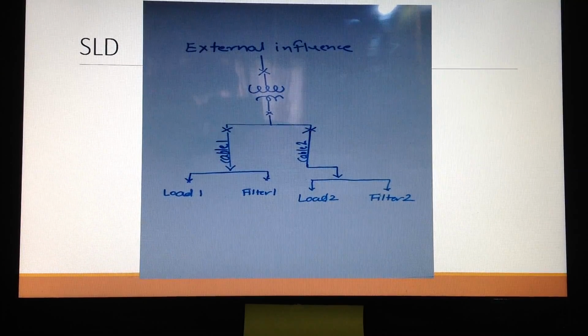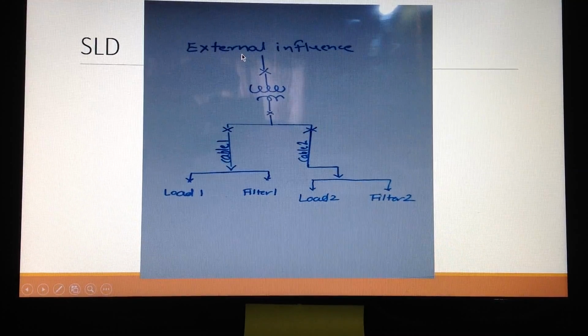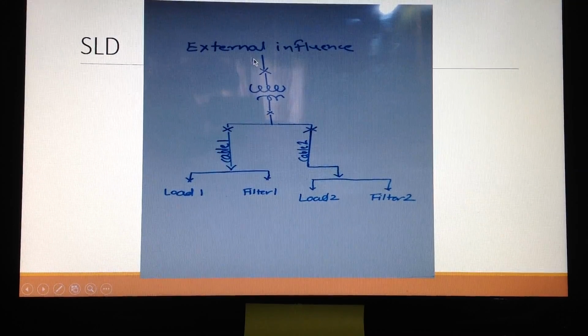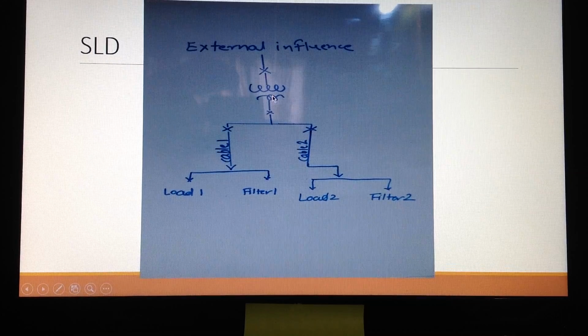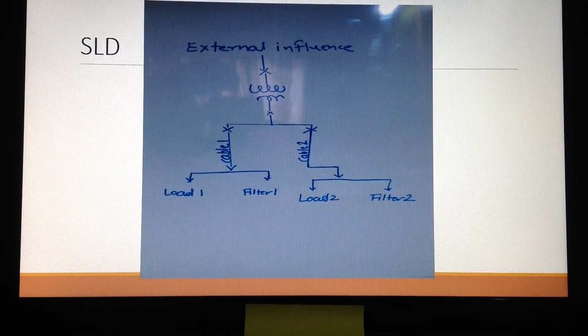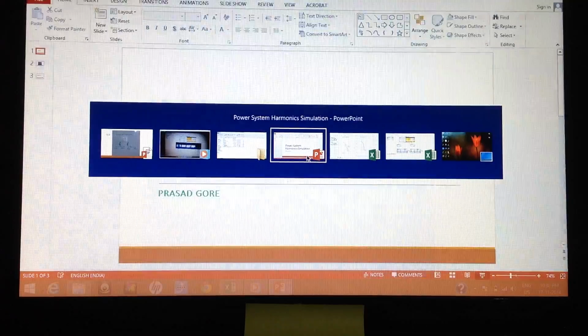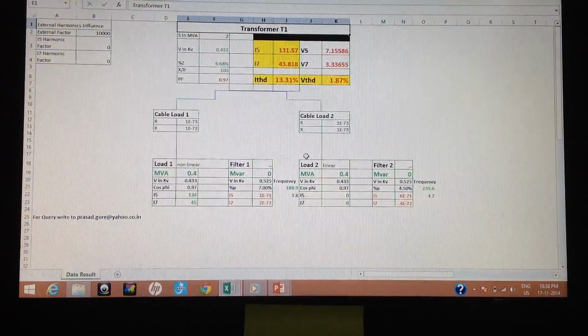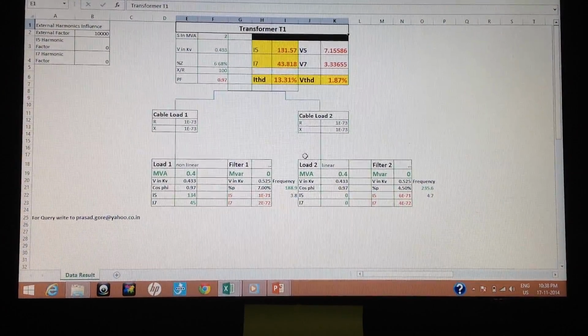This is a single line diagram of a simple, basic power system. Here we have external influence, I mean to say the utility or supply side network system. Then we have a transformer feeding load center 1 and load center 2 through cable 1 and cable 2 respectively. We'll go into more detail and see the harmonic simulation through a spreadsheet.